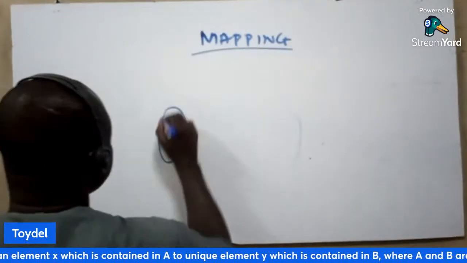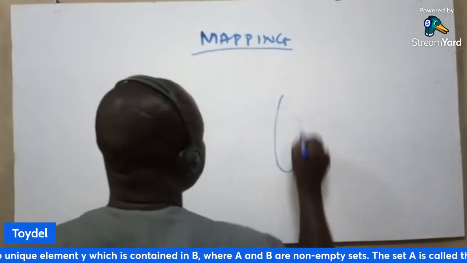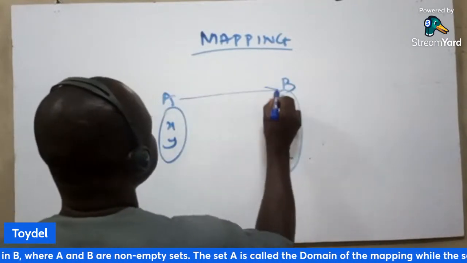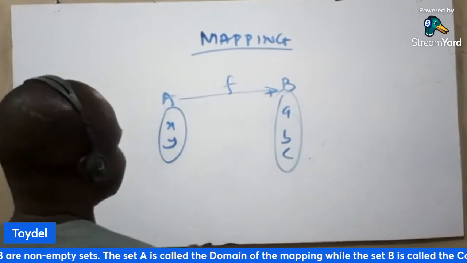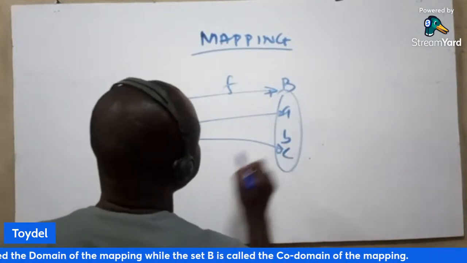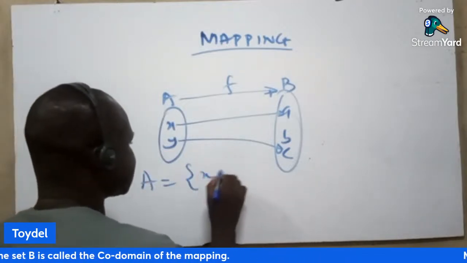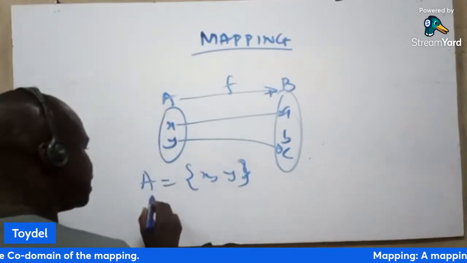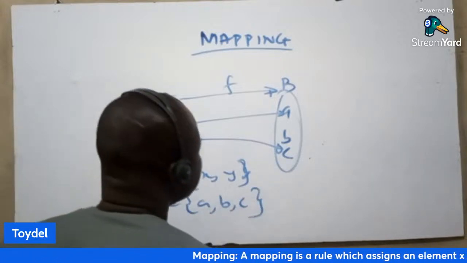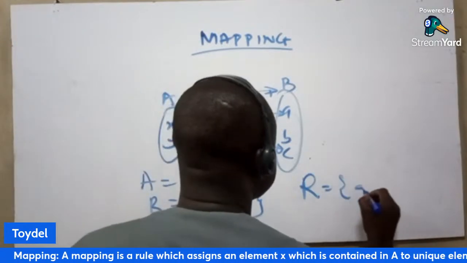That is, let's say we have X, Y in the domain and A, B, C in the codomain. Let's say F is the rule that assigns the elements. The set of the domain is this X, Y. The set of the codomain is A, B, C. But there is what we call the range. The range, in this case, is just A and C.